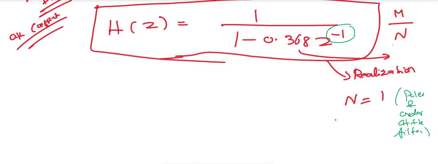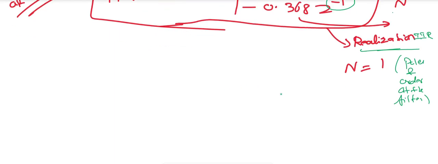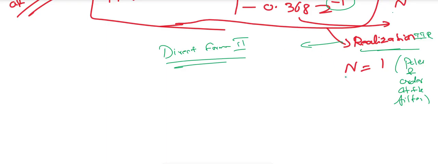Now what delay elements are required to realize this IIR filter? Already we discussed it. You can realize it using direct form 2. In the direct form 2 realization, the number of delay elements, the memories, is found as the maximum of M comma N.